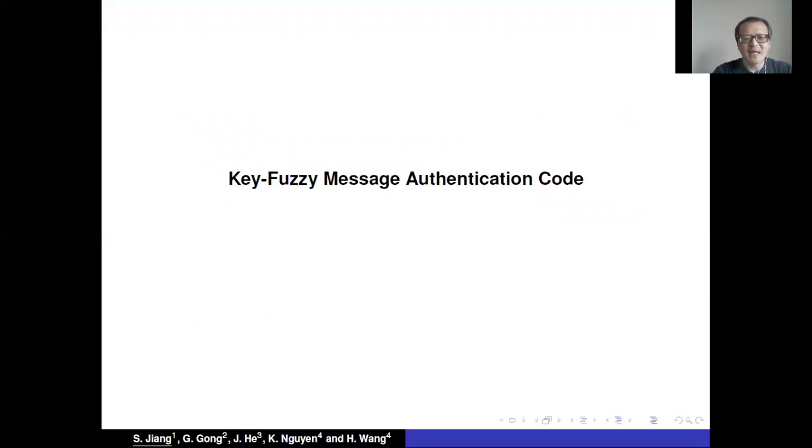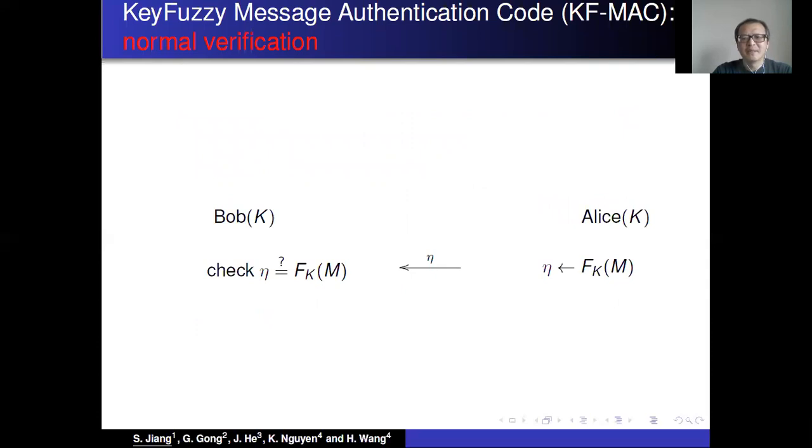Then we talk about the next primitive. That's the key-fuzzy message authentication code. This is a MAC that has the normal property for a message authentication code, where Alice and Bob share a secret key, K. Alice can compute an authentication code by using a function F to compute F_K of M, which is eta, then send it to Bob. Bob, with the secret key K, can verify the eta just by recomputing the authentication code.